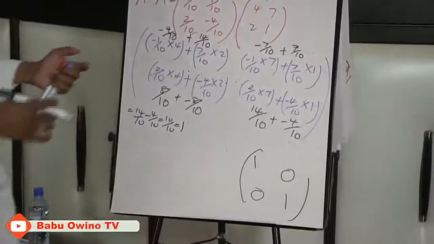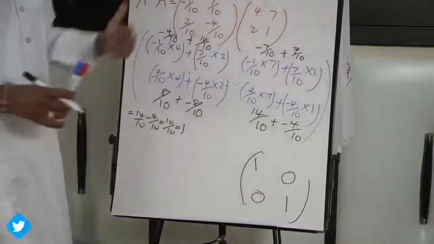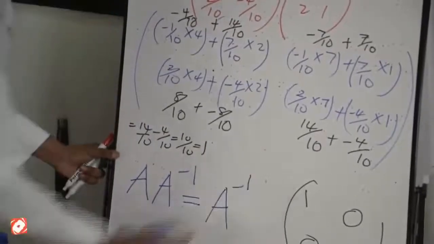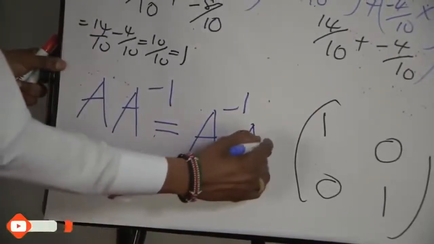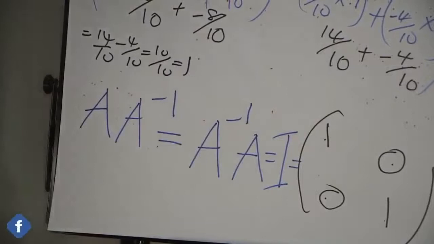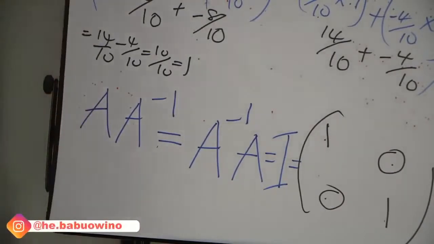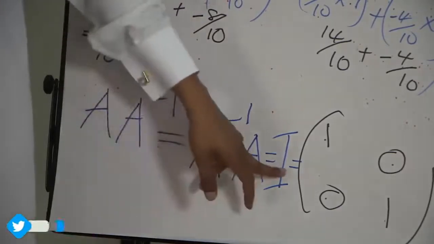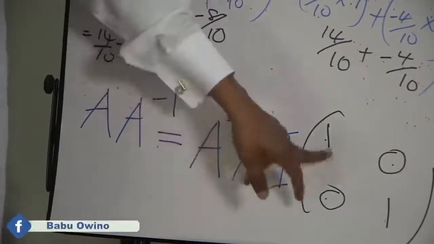Therefore, class, there is a simple conclusion that we want to draw from the multiplication of a matrix and its inverse. When you multiply a matrix A by its inverse, you will get the inverse of A multiplied by A, which is equal to the identity matrix, which is 1, 0, 0, 1. Again, when you multiply a matrix by its inverse and you take that inverse and multiply by the matrix again, you get an identity matrix, which is 1, 0, 0, 1.